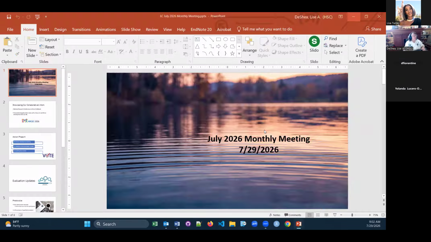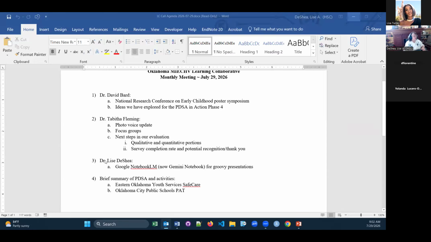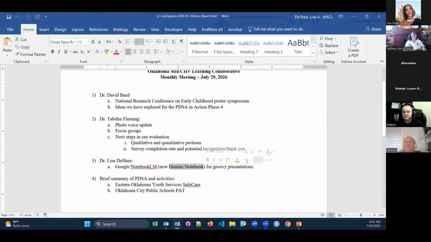I'm going to jump ahead on the agenda a little bit to my little part right here. I don't know if y'all have heard of Google Notebook LM, or just in the last couple of weeks, it's now being called Gemini Notebook. And if you Google Notebook, you'll see it called notebooklm.google.com. But then when you go to the website, it'll say Gemini Notebook.